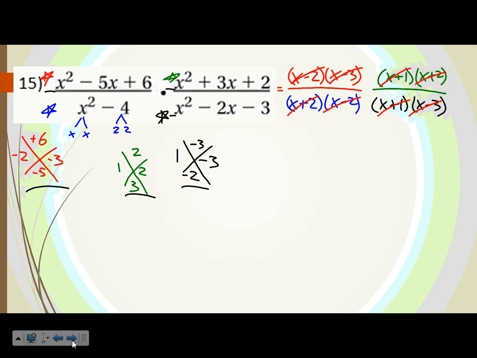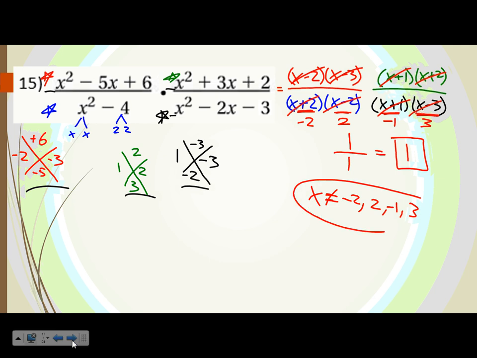So what do we have left on top? Nothing. So it's a 1. What do we have left in bottom? Nothing. So it's over 1. Well, 1 over 1 is 1. So that one, oddly enough, all reduces down just to 1. Don't forget your excluded values. We have -2 for this one, +2 for this one, -1 for this one, +3 for this one. So x cannot equal -2, +2, -1, and +3.